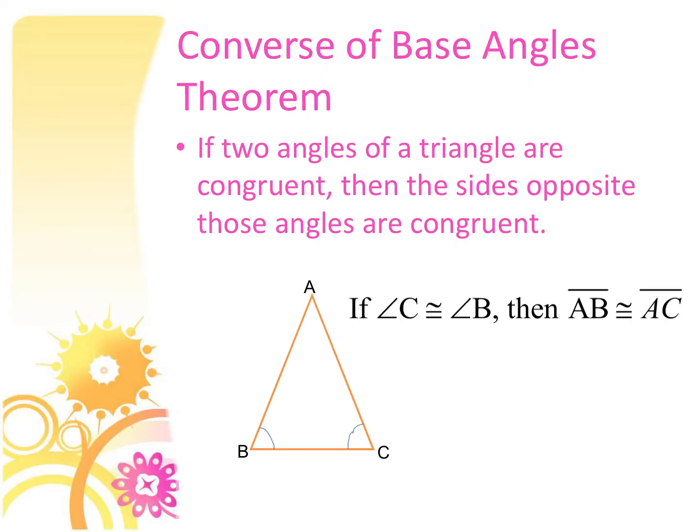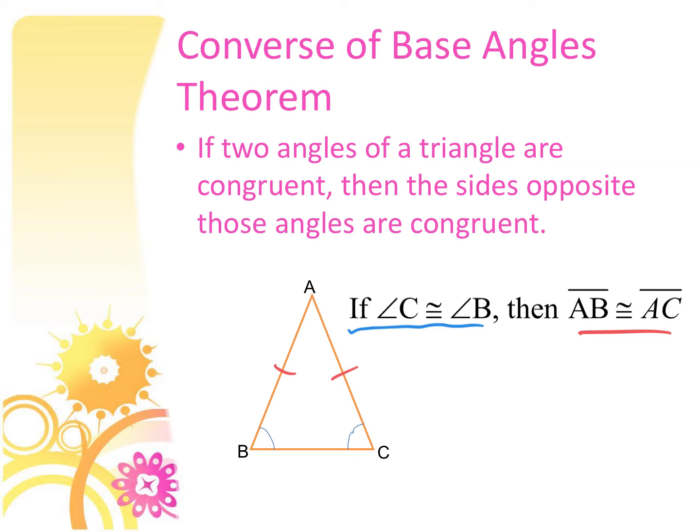Okay. The converse also exists. So the converse of the base angle theorem says if two angles of a triangle are congruent, then the sides opposite those angles are also congruent. In this case, we're switching our hypothesis. Our hypothesis is now angle C is congruent to angle B, and our conclusion becomes our sides need to be congruent. Our two legs need to be congruent. So we're going to put our red markings on the segments AB and AC.